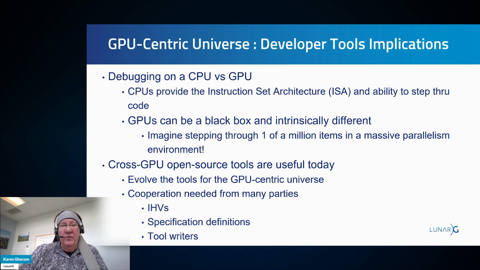So the developer tools that we have today that are cross GPU are very useful, but these tools are going to need to evolve for the GPU-centric universe. And for this to happen, cooperation from many partners in the industry will need to occur. IHVs need to work with the people writing the specifications and with the tool developers to find API definitions that will enable good developer tools for the application developers without compromising the power and performance of these new APIs.